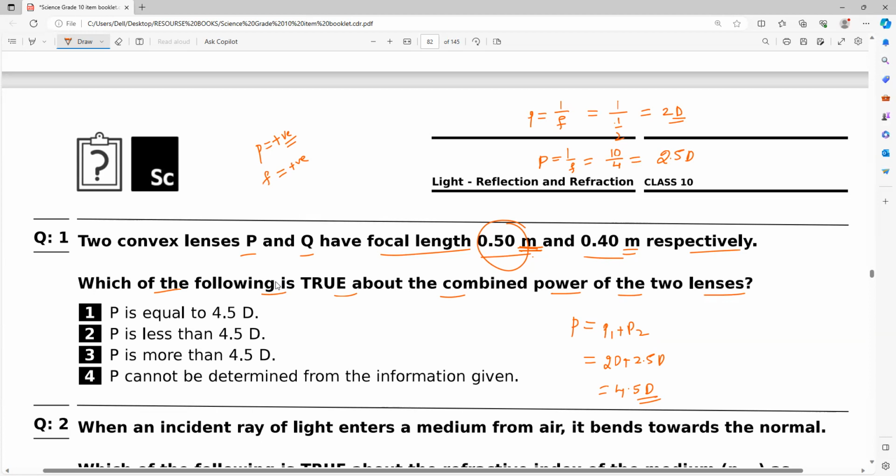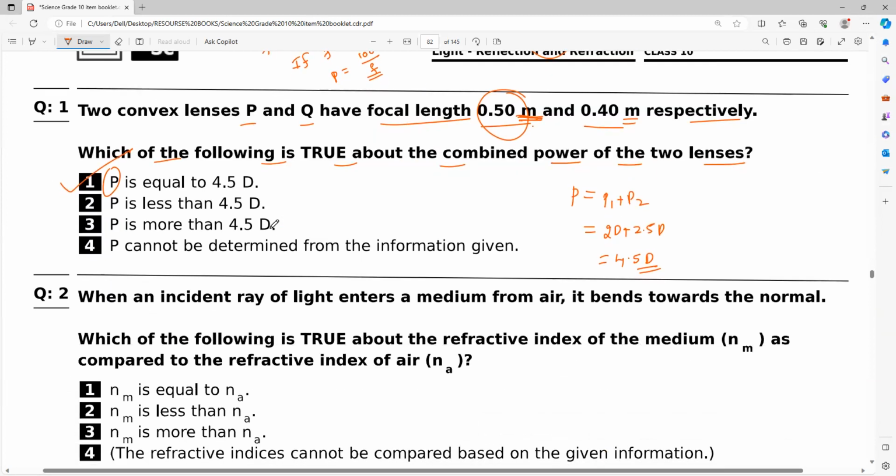P is less than 4.5 dioptres. P is more than 4.5 dioptres, where P means combined power. And P cannot be determined from the information given. So what is the correct answer, everyone? Option 1. So remember combined power: if focal length is given in meters, go with 1 by F. If the focal length is given in centimeters, use the formula, what is that, everyone? Power is equal to 100 by F directly. So no conversion, nothing. Okay, so do it fast, everyone.